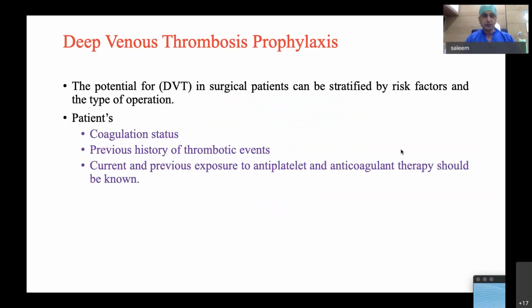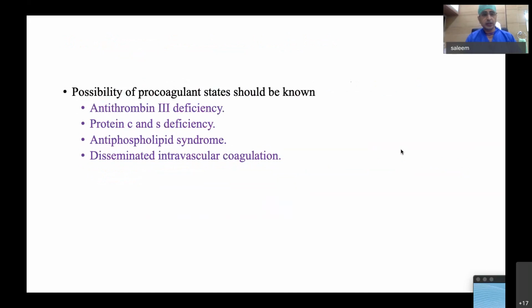Deep vein thrombosis prophylaxis. The potential for deep vein thrombosis in surgical patients can be stratified by risk factors and the type of operation which is being done. Patient's coagulation status, previous history of thrombotic events, current and previous exposure to antiplatelet and anticoagulation therapy should be known. Possibility of procoagulant states should be known, like antithrombin 3 deficiency, protein C and S deficiency, antiphospholipid syndrome, disseminated intravascular coagulation.